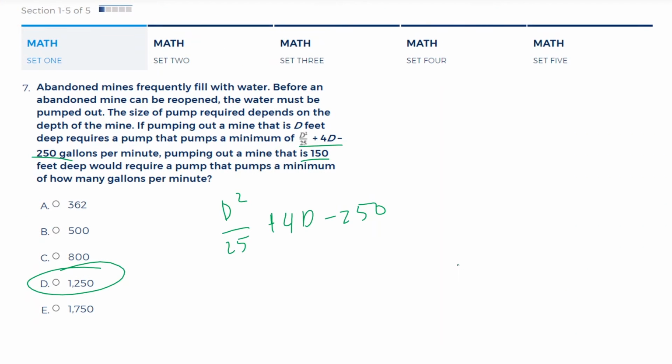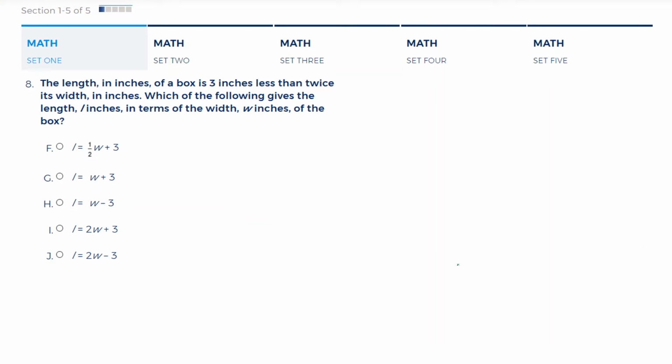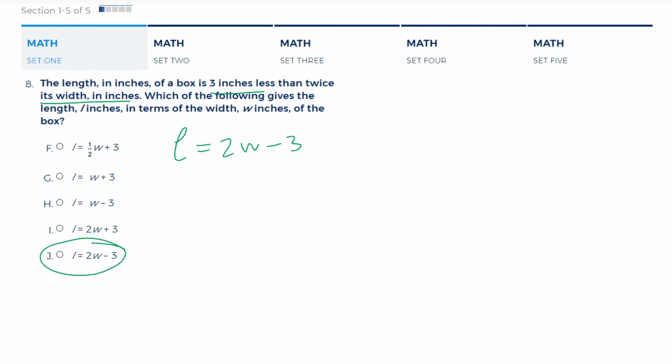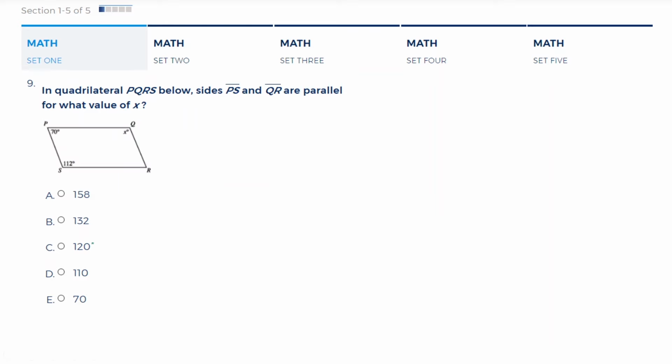Next, let me switch the screen and let's do this, guys. Let's do this fast. Next, the length in inches of a box is 3 inches less than twice its width in inches. The length is 3 less than twice its width. So length is equal to 2w minus 3. So the answer is J. Next, in quadrilateral PQRS, sides PS and QR are parallel. Okay, these guys are parallel. What value of x? It is 110, right? Because they're supposed to add up to 180. D.